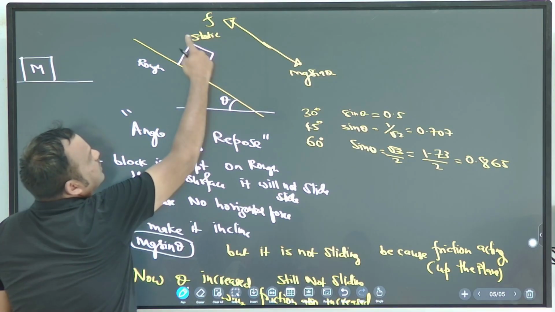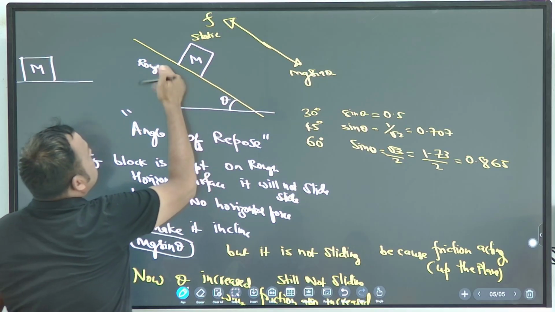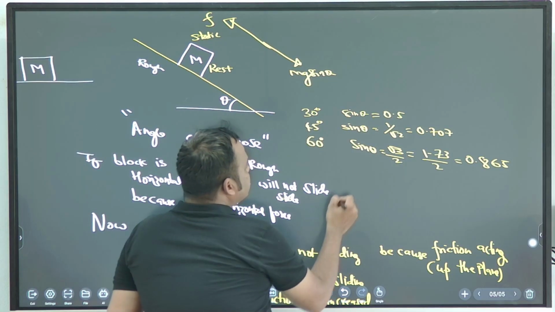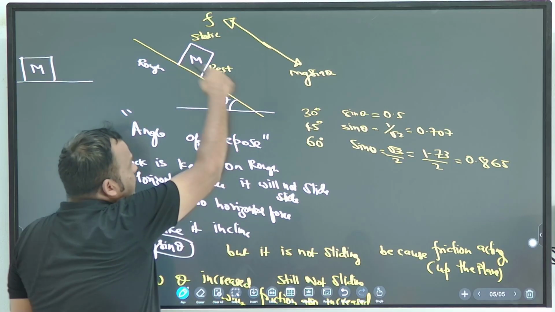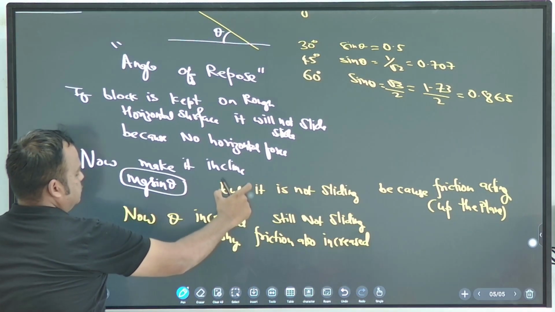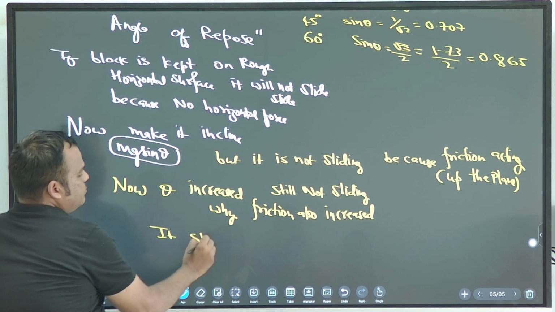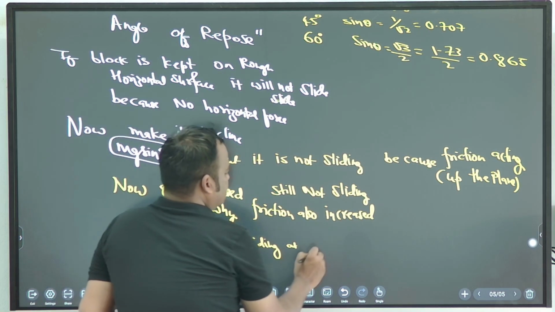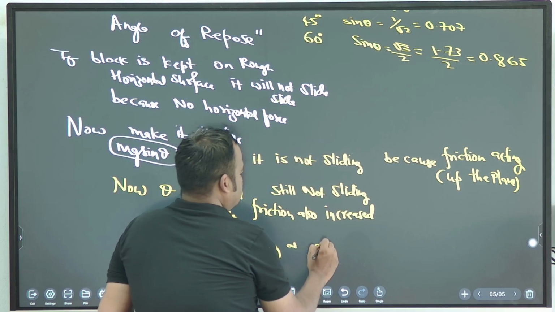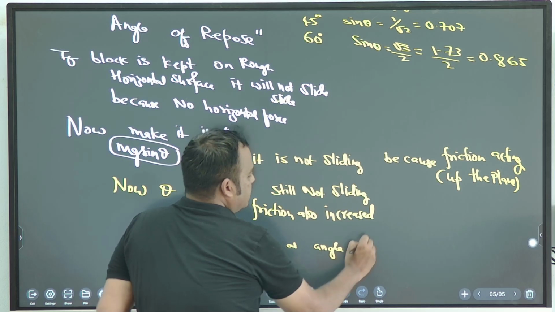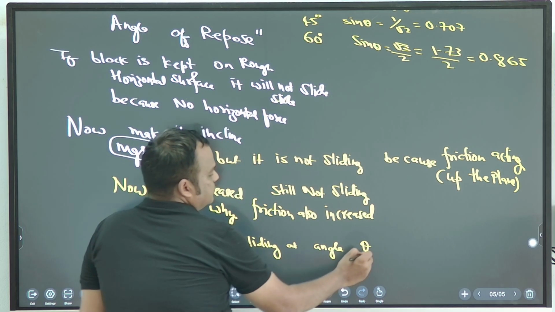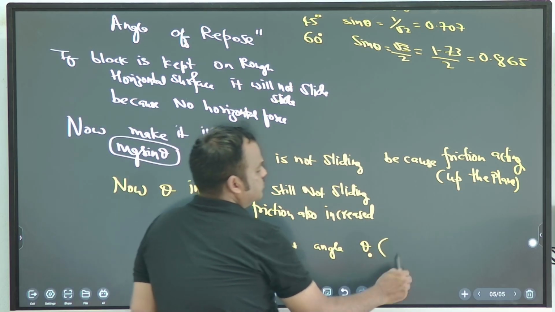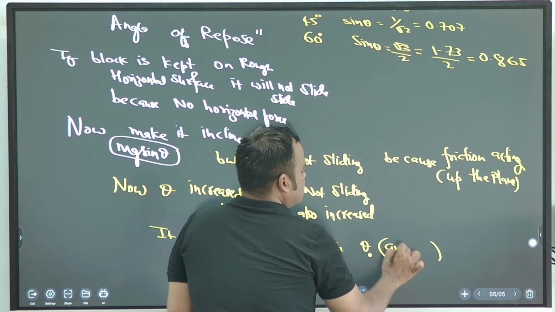Friction and mg sin theta are both equal because the block is at rest. So friction is also increasing, but after one particular angle it starts sliding. So why? It starts sliding at one particular angle. Suppose that angle is theta naught. That angle theta naught is known as the angle of repose.